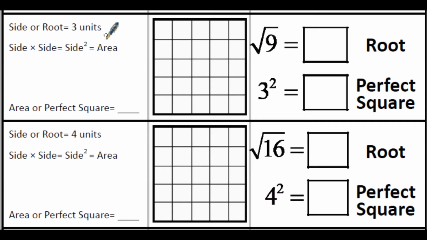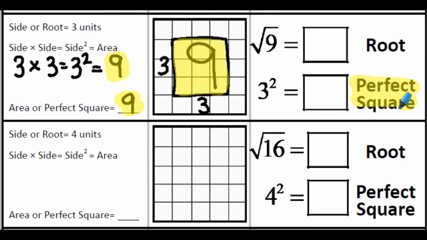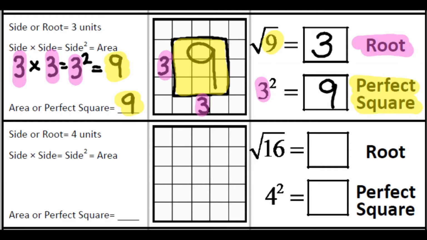The next biggest square that we can make is a 3 by 3 square, or the side of size 3, which is going to be the root. So we have our 3 by 3 square, and 3 times 3, or 3 squared, is going to give me an area of 9, and that is our perfect square. My area, or perfect square of 9, can be seen by the 9 boxes that cover this square. So this is my perfect square. And if I take the square root of that 9, I would get 3. So 3 is the root of this square. The length of the sides are the root in this situation. And if I square that root, then I can get back to my perfect square of 9.